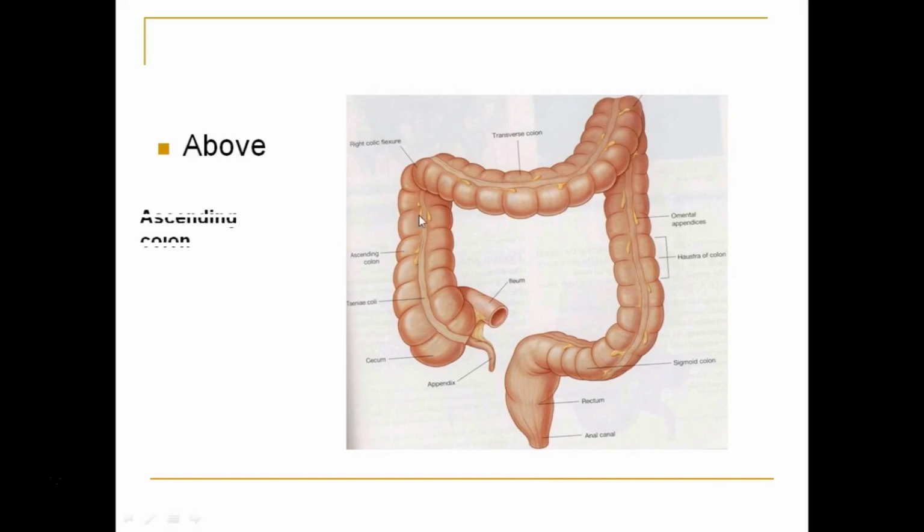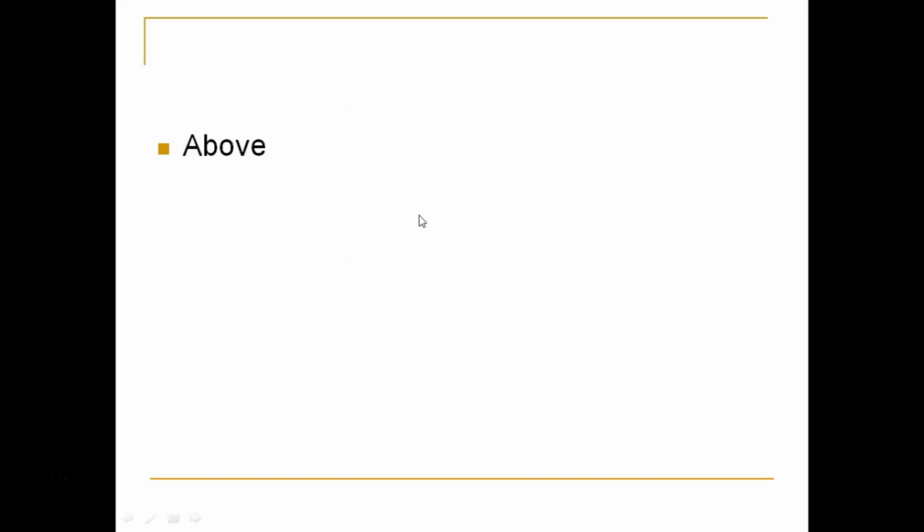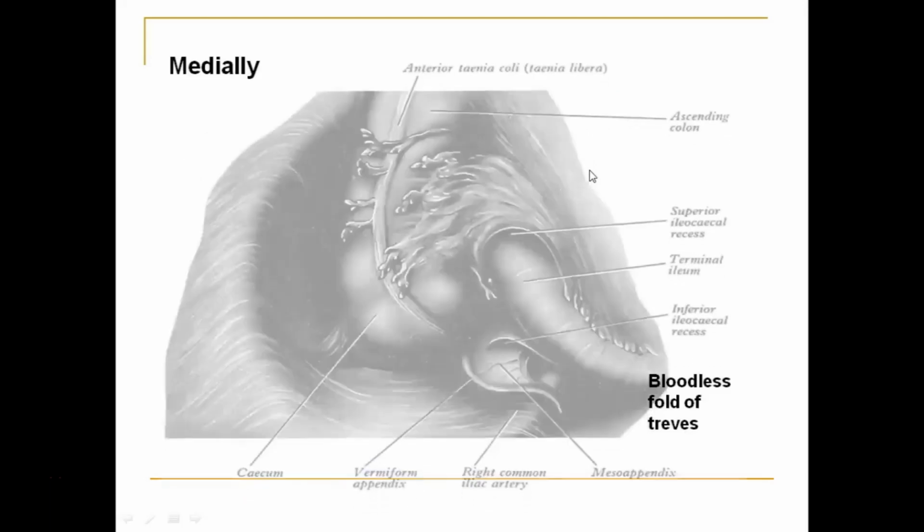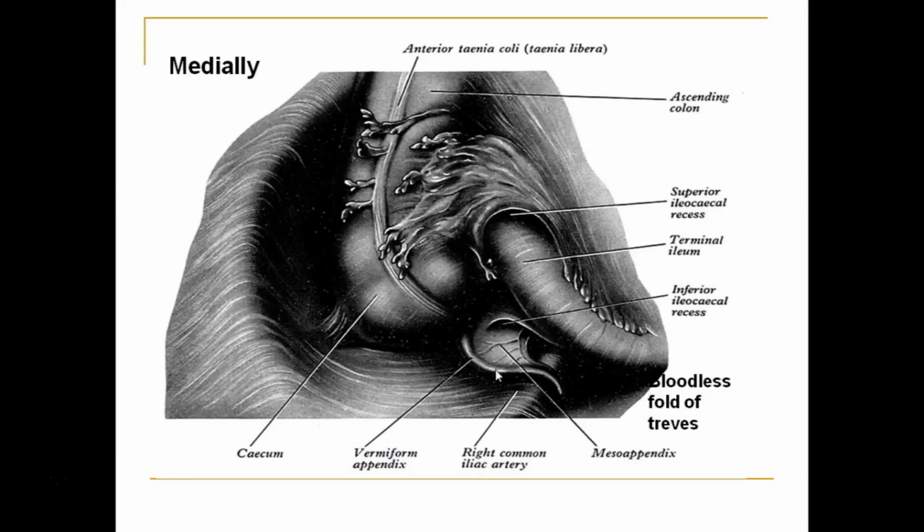ascending colon. And we have the below part which is related to the inguinal canal, which we call, with skin, the fold of groin. And then medially we have the relation of two tubes, that is the ileum along with the appendicular tube which is opening into the cecum, and we have the infracecal recess present over here. We will call that the bloodless fold of Treves.